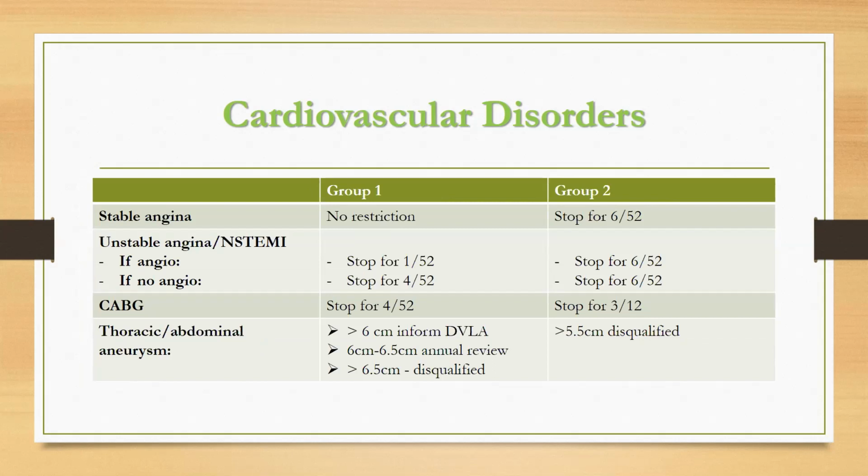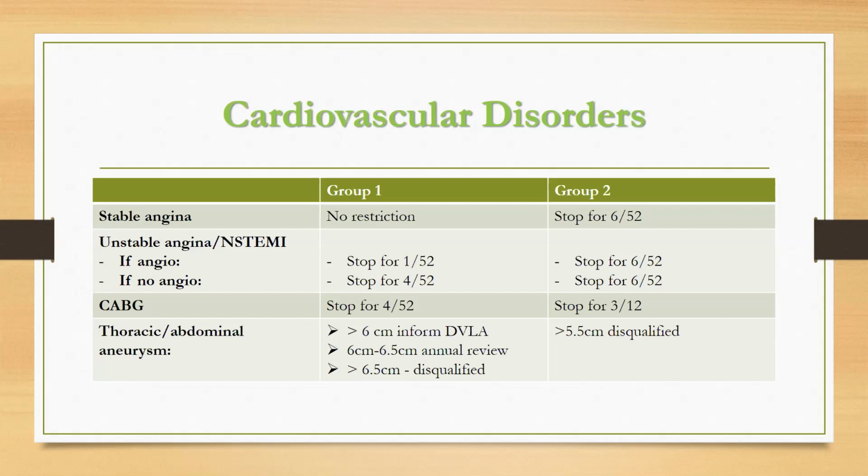If the patient has unstable angina or non-ST elevation myocardial infarction, if the patient had angioplasty, for group 1, he should stop driving for 1 week, and for group 2, he should stop driving for 6 weeks. If there is no angioplasty done for this patient, group 1 should stop driving for 4 weeks, and group 2 should stop driving for 6 weeks. If the patient has CABG, which is open heart surgery, for group 1, he should stop driving for 1 month, 4 weeks, and group 2, he should stop driving for 3 months.